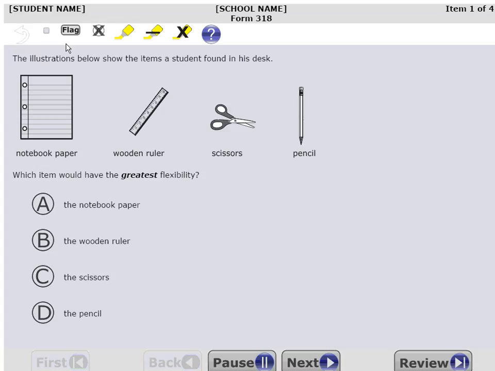The flag tool makes you flag the question, and at the very end it'll say you flagged these questions. That means that you probably questioned yourself and you need to go back to it. The X tool makes sure that you can cancel out answer choices to give you a visual that you cancel those out, because you will have paper to write on.